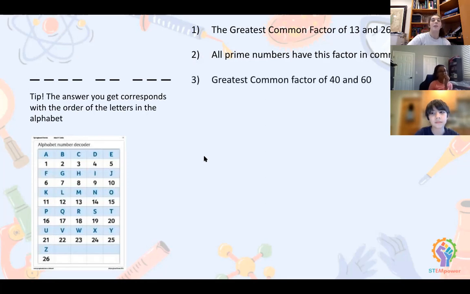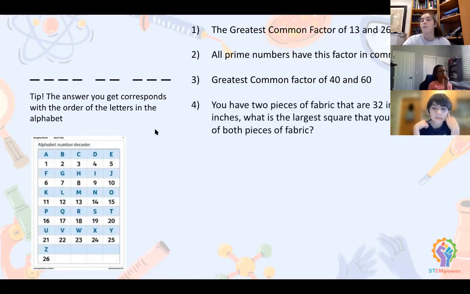Let's see. Greatest common factor of 40 and 60. I think the secret message maybe make it now. 30. That 30 is not a factor of 40, sadly. Oh, yeah. What is another? 20. Yeah, 20, exactly. So far we have MAT.